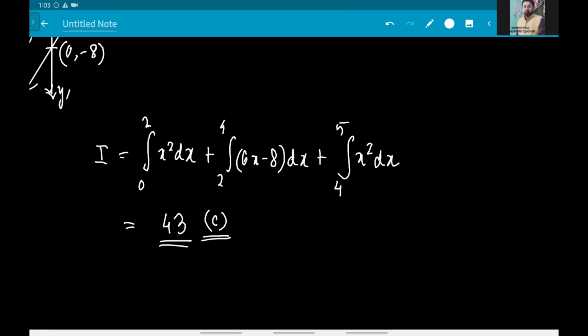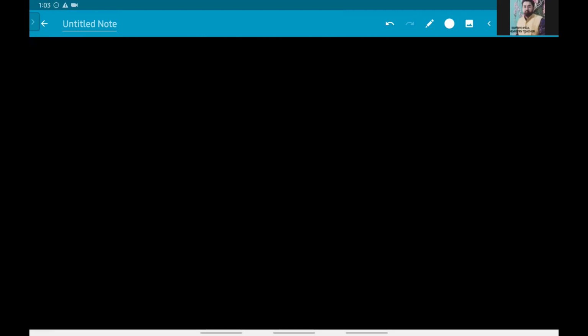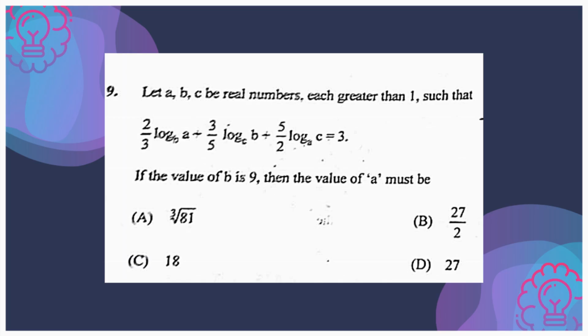Okay, so I think you have understood this. This is the concept of maxima, minimum. Okay, so we come to the next question, the third question. It is given, let a, b, c be real numbers each greater than 1.